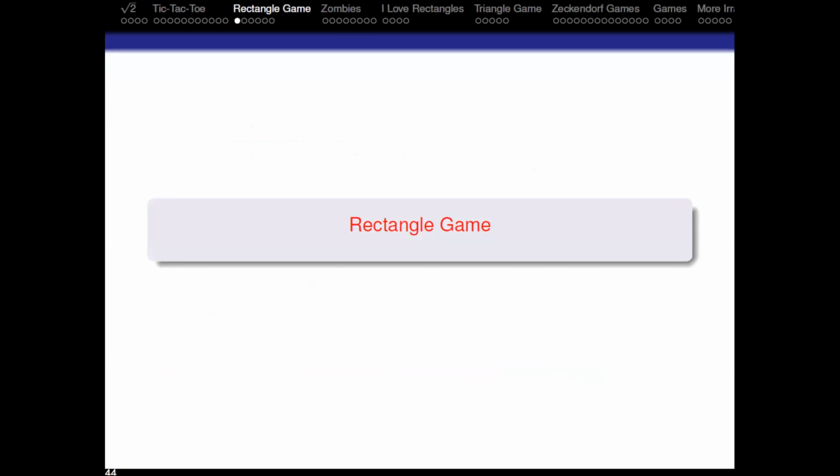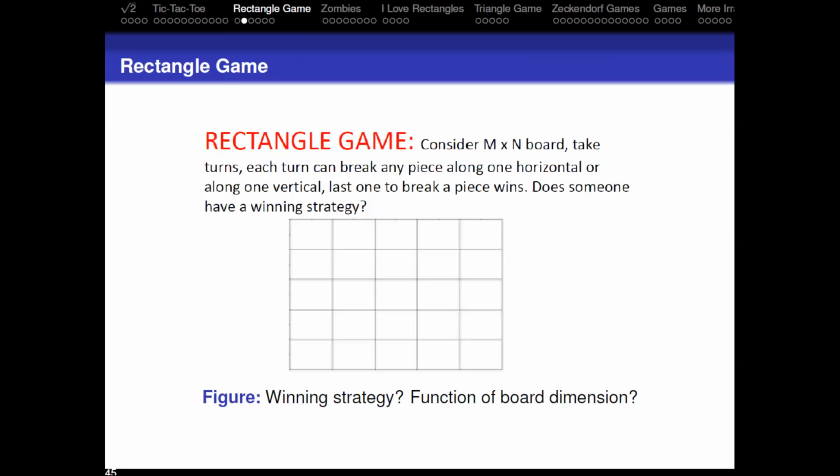Okay. So I'm going to show you a bunch of different games leading up to the Zeckendorf game. And the purpose of this is to just show you some good math and get you a little bit comfortable with analyzing games. So any questions on what we've done up till now? Okay. So the first is the rectangle game.